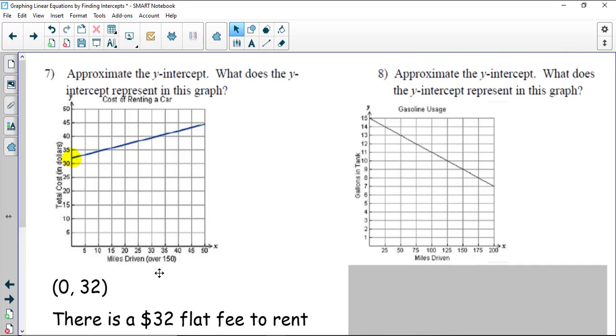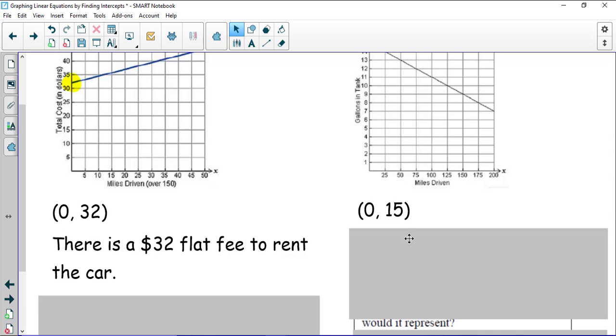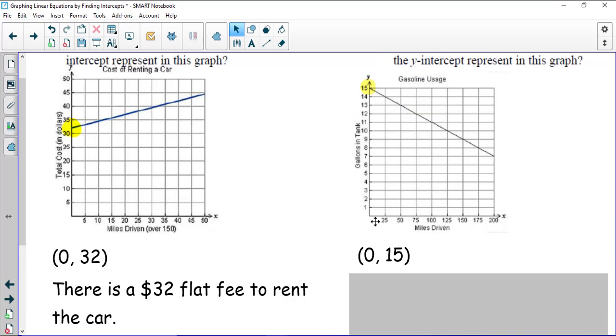All right, let's take a look at number 8. We want to approximate the y-intercept and talk about what the y-intercept represents in this graph. So the y-intercept is going to be located right here. We don't even really have to approximate it. That's at 0, 15. This is gasoline usage. Our x-axis is the number of miles driven. The number of gallons in the tank is our y-axis. So it looks like we're at 0, 15, which means 0 miles driven, 15 gallons in the tank.